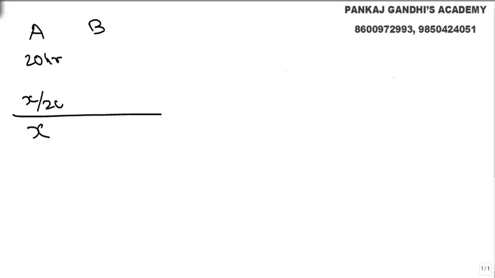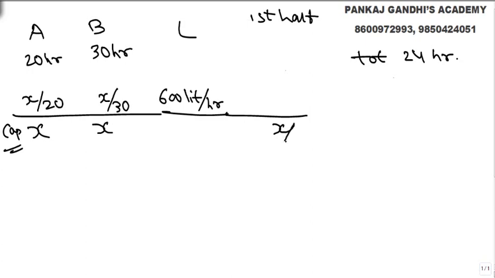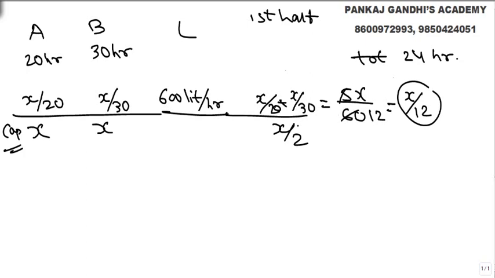If the leakage is 600, now in the same question, let us assume capacity X. A in 20 hours fills X, so per hour X by 20. B in 30 hours fills X, so per hour X by 30. Leakage is 600 liters per hour. Total time is 24 hours. But in the first half leakage was not there. So the first half is X by 2. A per hour plus B per hour is X by 20 plus X by 30, LCM 60, giving 5X by 60, that is X by 12 per hour. In how many hours X by 2? 6 hours.